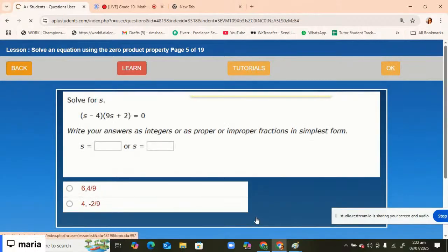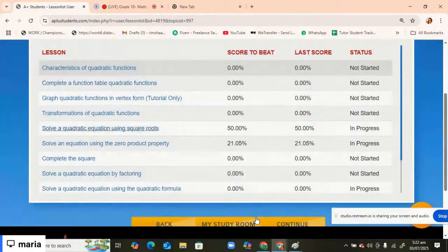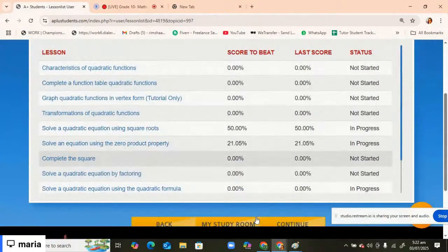Hope you guys understand this lesson as well. So we just separately set all brackets equal to 0 and then find the value. Okay. So let's start the next lesson. Solve the rest of the test questions regarding this lesson by yourself. Okay. So we have covered solving a quadratic equation using square roots. Then we covered solving an equation using the zero product property. Now completing the square.